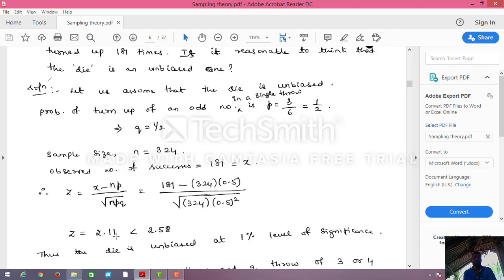See, this 2.11 is less than 2.58. What is the 2.58? That is the significance value at 1% level. So the die is unbiased at 1% level of significance.